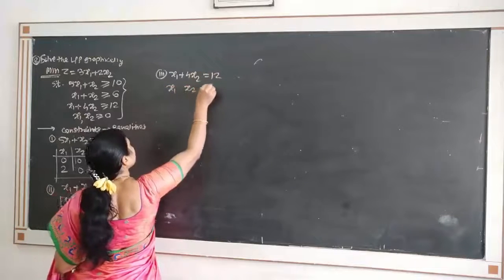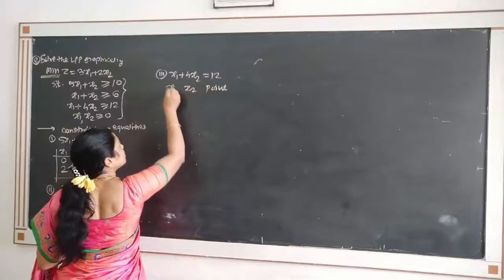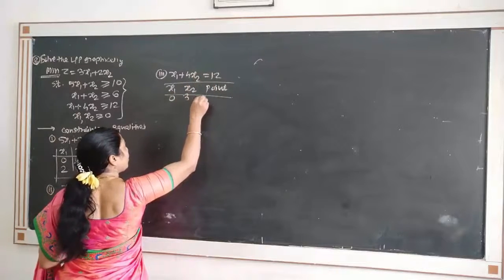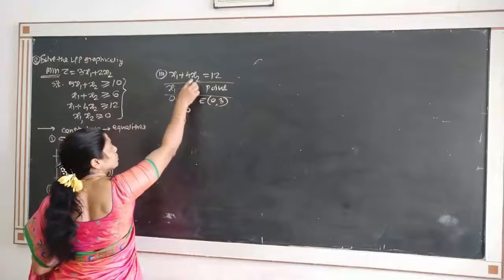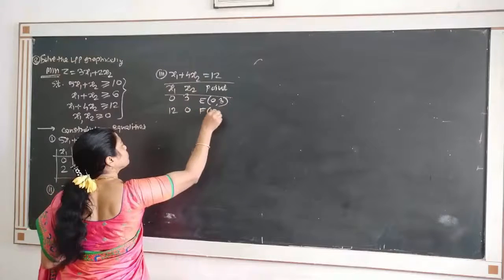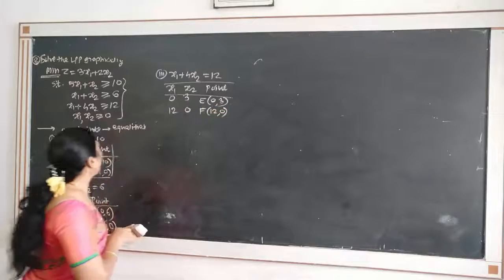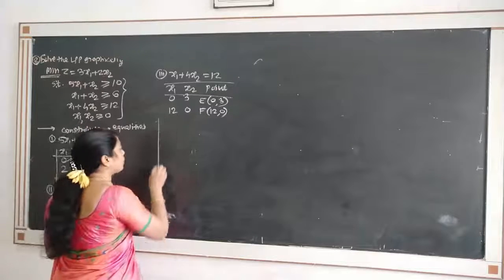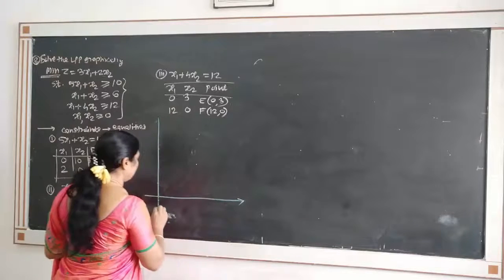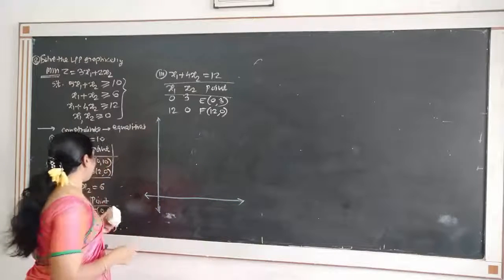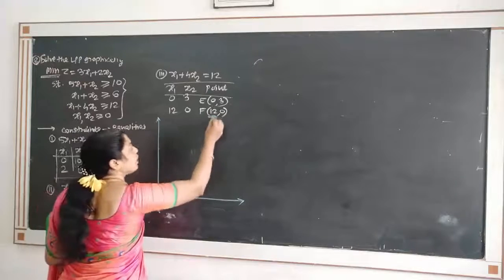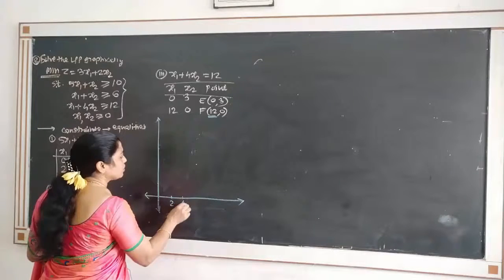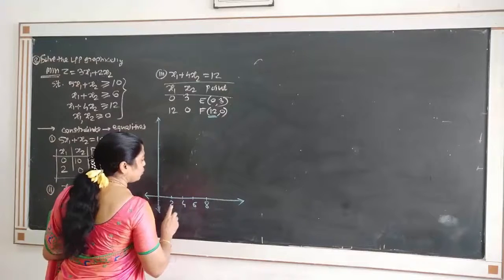We get the points x1, x2. When x1 is 0, 4x2 is 12, x2 is 3. So E point comes to be (0, 3), and when x2 is 0, x1 is 12, F point comes to be (12, 0). So we get all the points. x1, x2 greater than or equal to 0 gives us the first quadrant. So plot the graph accordingly. Take the scale and draw the graph properly. The maximum value is 12 for x and y, and therefore take the scale accordingly. I will consider 1 centimeter equal to 2 units.